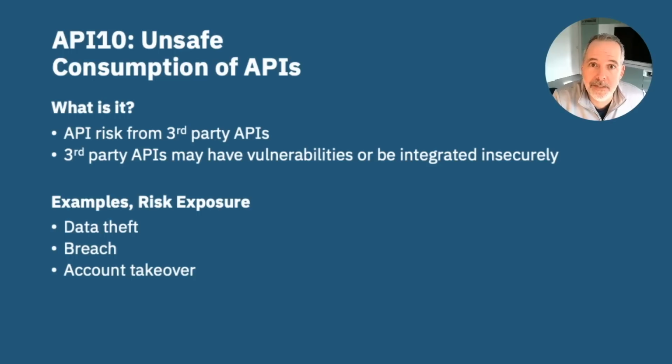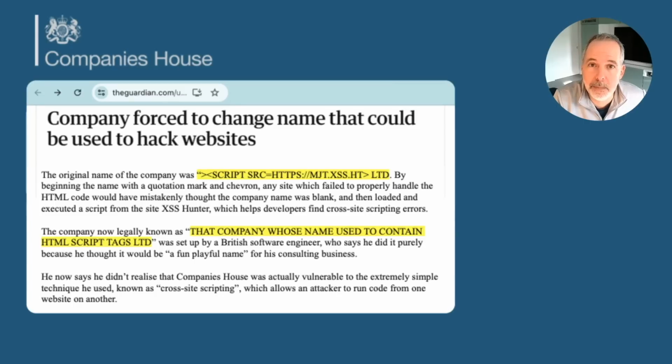And like SSRF, it's hard to find some published examples of third-party API breaches, but here's an example that absolutely highlights how an API flaw in another application can cause harm to you if you're not careful. This example involves Companies House, which is a department of the UK government, where organizations can register their businesses. And in this case, an individual decided to register a business with a name that incorporates a cross-site scripting attack.